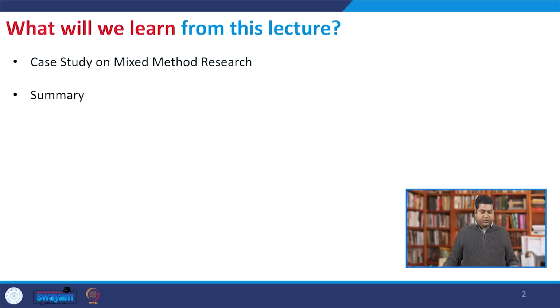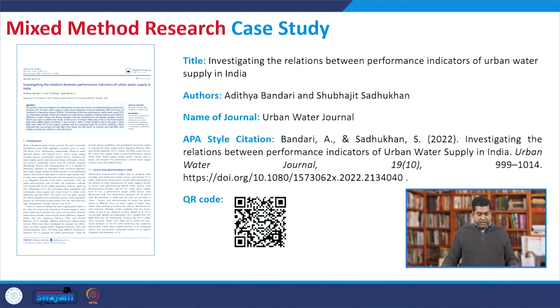So in this lecture, we will be discussing a case study, and then we will try to summarize our understanding out of this. Here is the paper. This paper is on urban water supply. The paper is titled Investigating the Relation between Performance Indicators of Urban Water Supply in India. The paper is co-authored by Aditya Bhandari along with me.